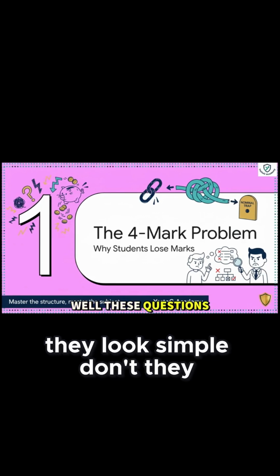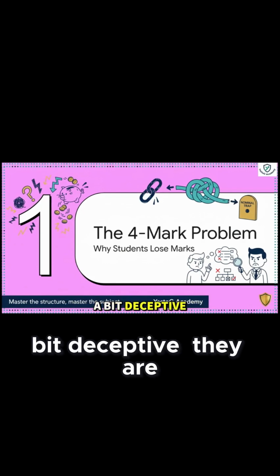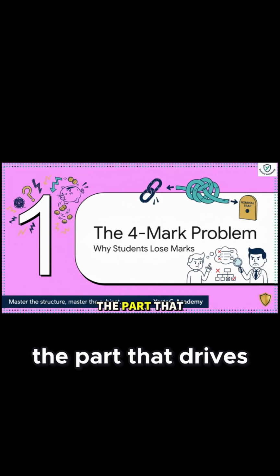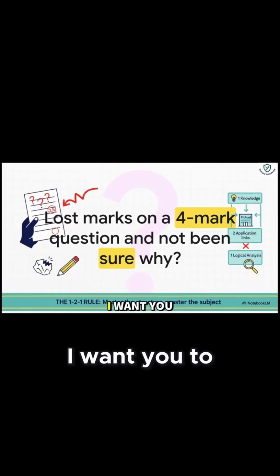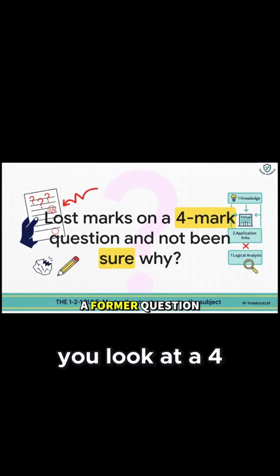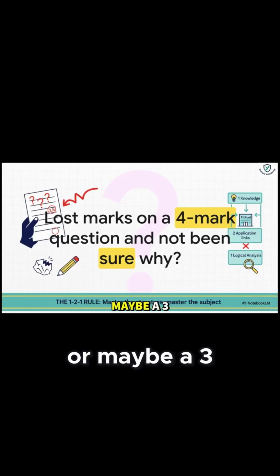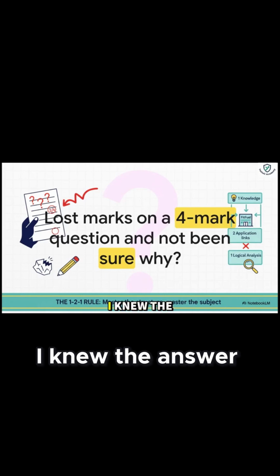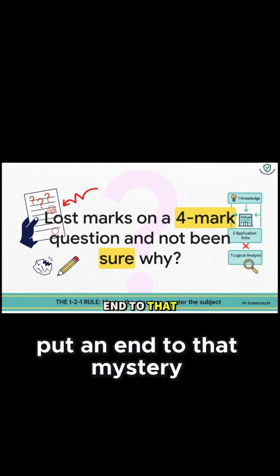Okay, so what is the 4-mark problem? Well, these questions, they look simple, don't they? But that's the design. They're actually a bit deceptive. They are notorious for tripping students up, and the real frustration, the part that drives people crazy, is not knowing why they lost the marks. I want you to really think about this for a second. Have you ever gotten a paper back, you look at a 4-mark question you were totally confident about, only to see a 2 or maybe a 3 scribbled next to it, and you're just staring at it thinking, what went wrong? I knew the answer. It's incredibly frustrating, and today we're going to put an end to that mystery.